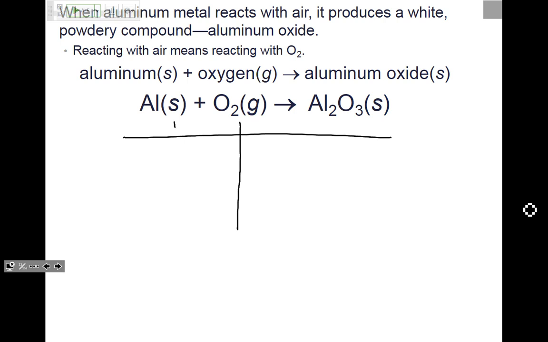So let's go again. I'm going to put my reactants and my products. I'm just going to put R and P just to do that. And of course, in my reactants, I only have, in this case, aluminum and oxygen. And in my products, I only have aluminum and oxygen. So this one's a little bit easier than the example we did before.